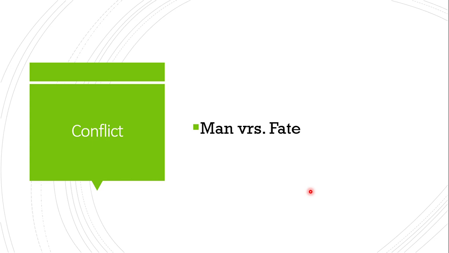Okay, now we're going to move forward to the conflict. And what is a conflict? Okay, in this story, it's a man, in this case Mr. White, who is fighting against fate. What is fate? Fate is destiny. So while we move forward in the story, you're going to understand why he's defying destiny. Why is he changing destiny?